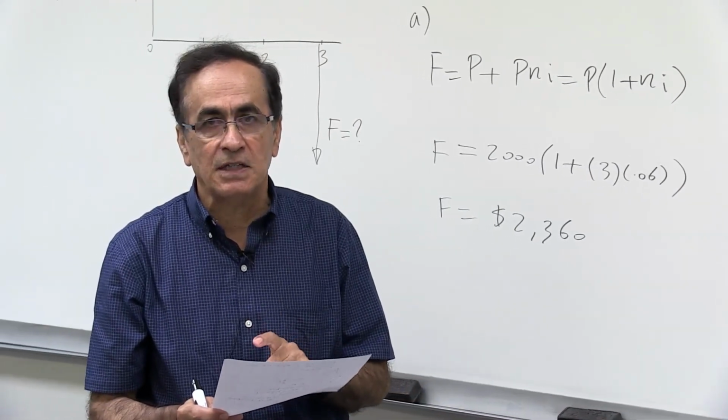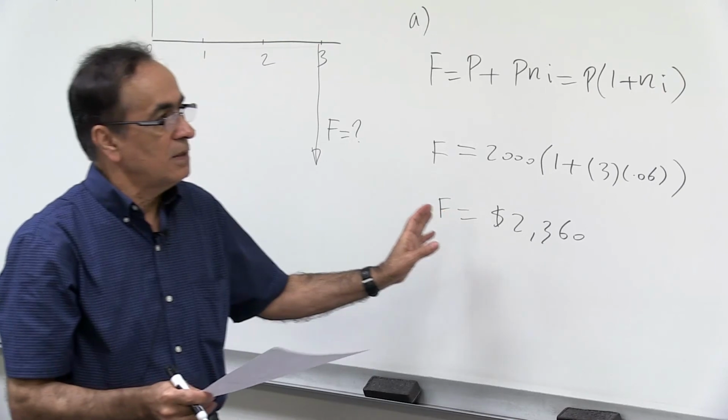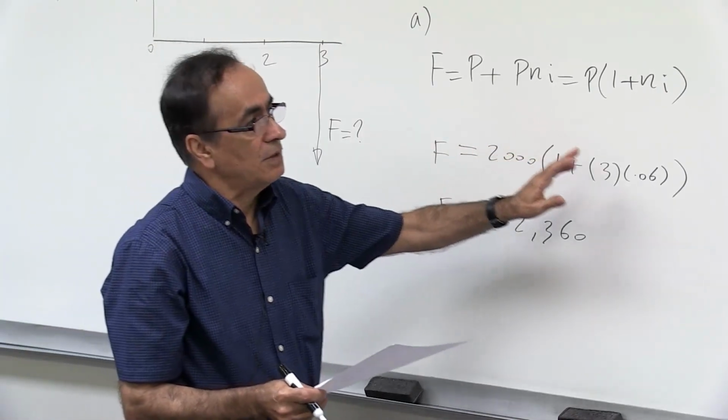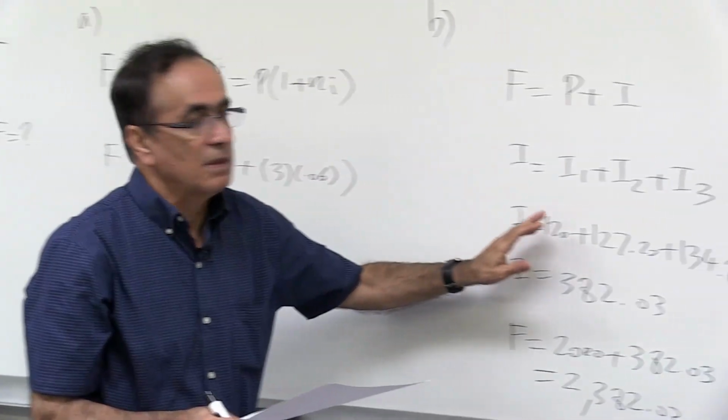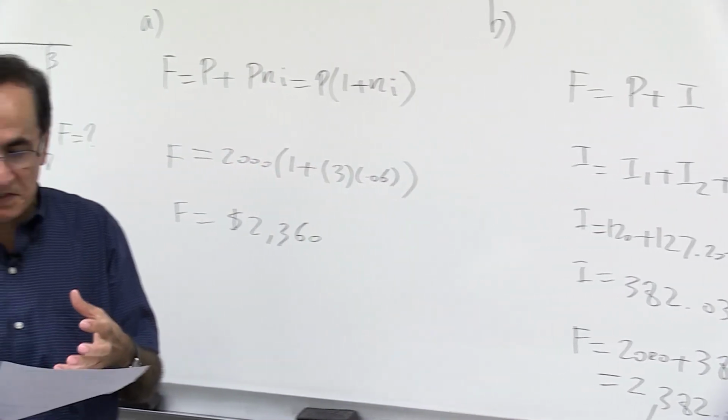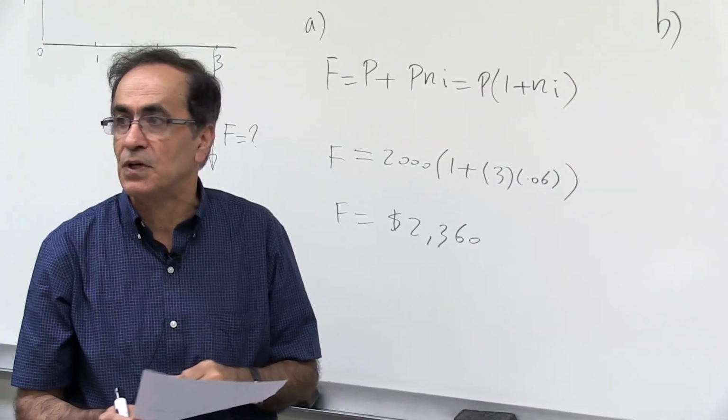The reason for that is, for simple interest, you receive interest based on the principal. But for compound interest, the interest also receives interest. So that's why there's a difference of $22.03.